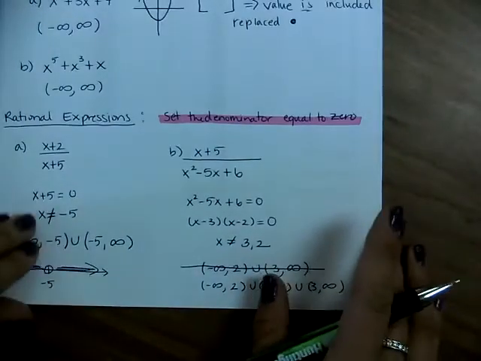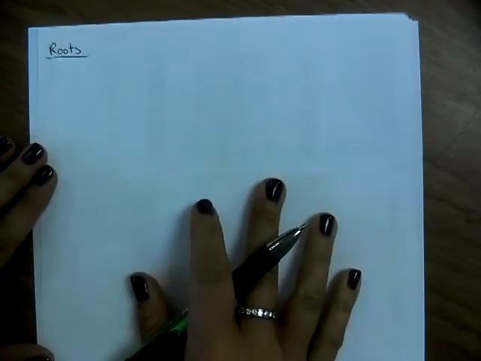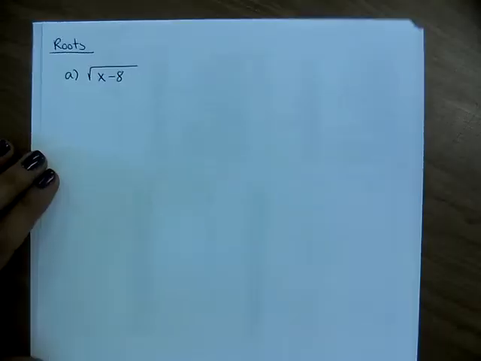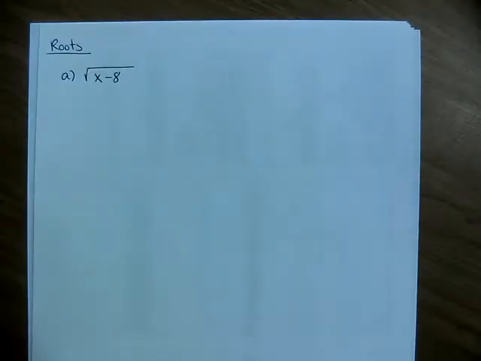Okay, now let's talk about roots. So let's start out with the square root of x minus 8. Okay, so we're still thinking about domain. So now we're still trying to think about, okay, what are the numbers that are allowed to be x? Or you can think about, like, what is x not allowed to be? Either way. So, what do you know about a square root?